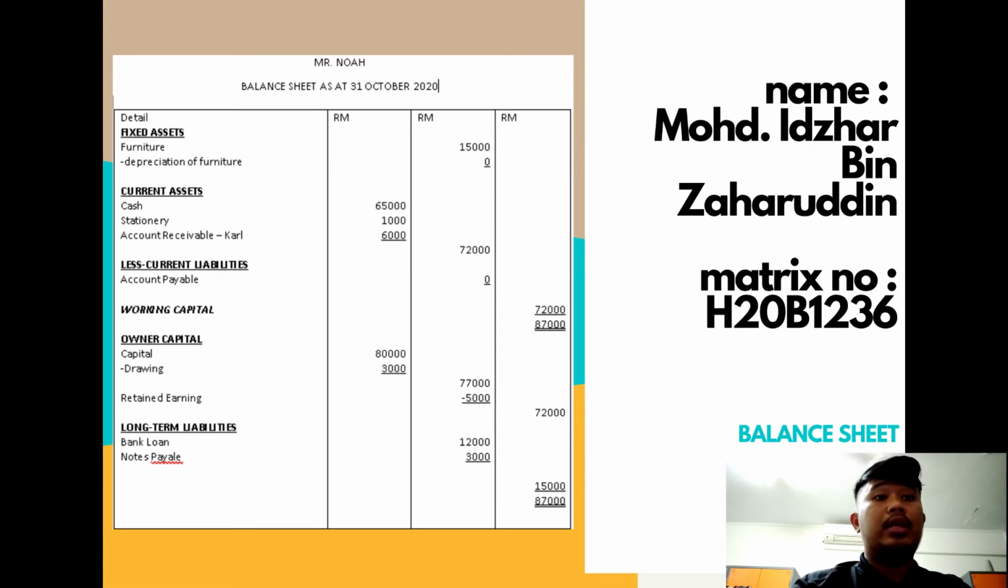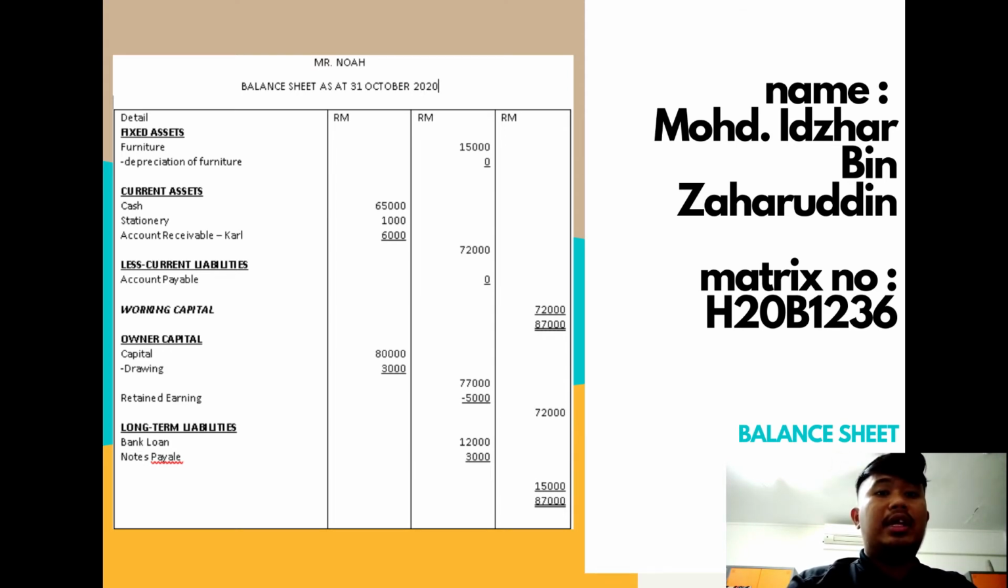This is the balance sheet for the business of Mr. Noah as at 31 October 2020. The first detail is fixed asset, and in the fixed asset we include furniture and the depreciation of furniture. After that, we go to the current asset. In the current asset, we have cash, stationery, and account receivable by card. After that, we go to the less current liabilities, account payable.